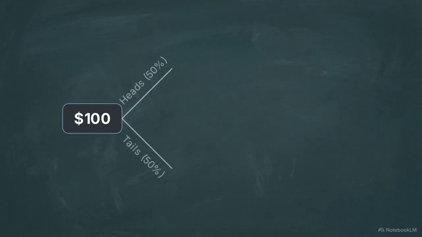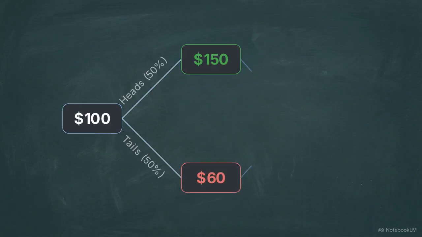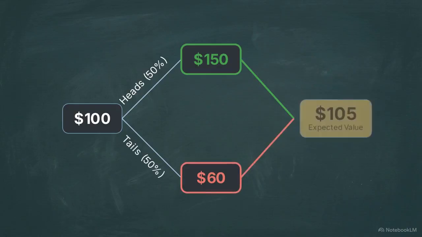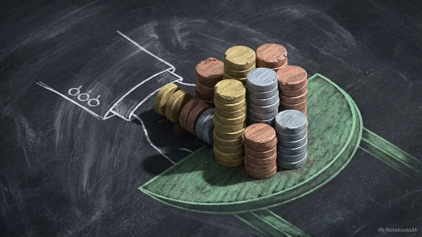Start with $100 and flip a fair coin. Heads, you get $150. Tails, you drop to $60. The expected value is straightforward. A 50% chance of $150 plus a 50% chance of $60 equals $105. That yields a 5% expected return on your initial stake. Statistically, any rational actor should accept this bet.